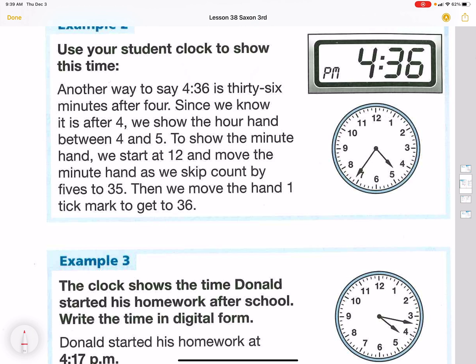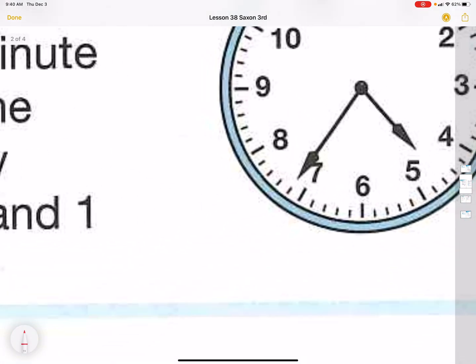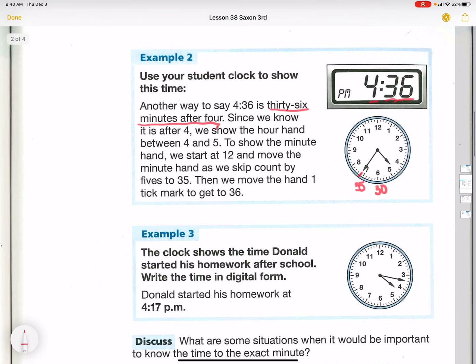Number 2, use your student clock to show this time. We do have some clocks in the back. I'll probably get those out and let you use them. We have this digital clock saying 4:36. And another way you could say that is 36 minutes after 4 if you're feeling fancy. But let's take a look at this minute hand. That's the most important thing today. We know that 6 is equal to 30 minutes. Then there's 35. And we are only 1 mark past 35. 1 past 35 is 36. So this clock, I agree, does say 4:36.